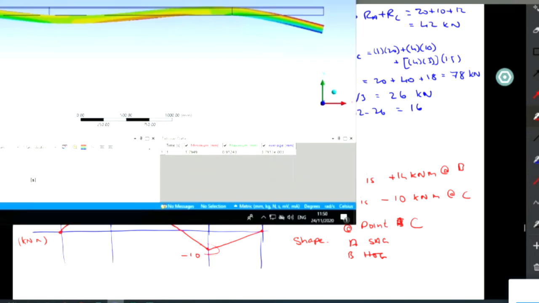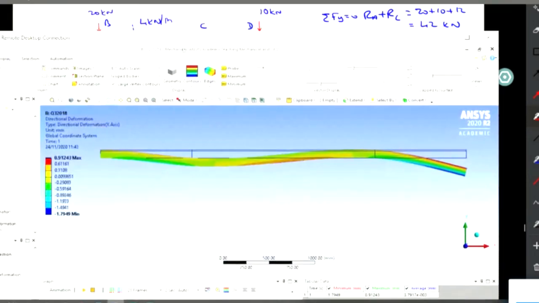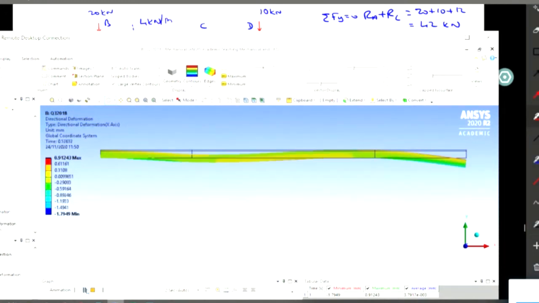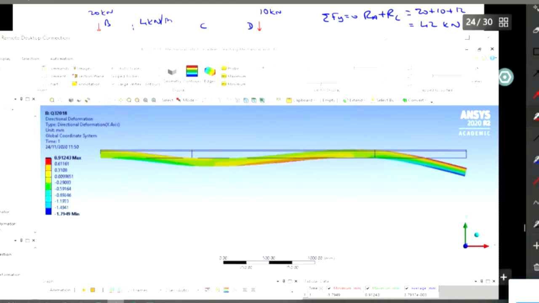Okay, so in fact, again, this is just a simulation. So that's what the beam does there. So you can see it clearly, it sags at point B, it hogs at point A, and it drops down quite a bit at point D. So you can see how it looks.